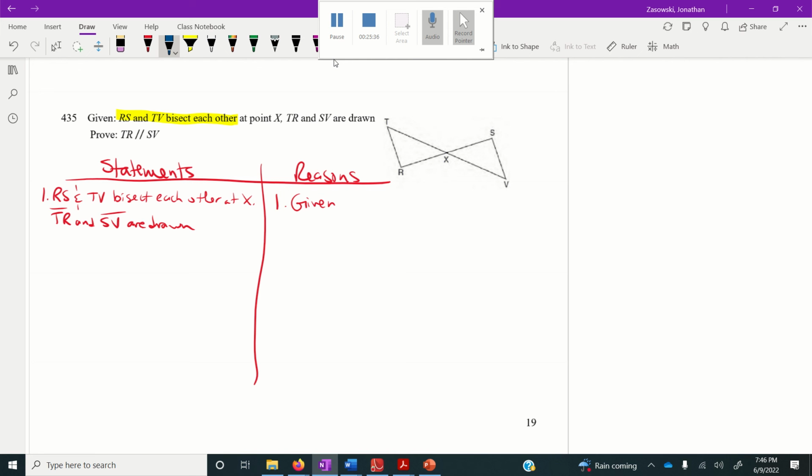Remember, cut in half means that TV is cut in half. So TX is going to equal XV. And then we have the same thing here with RX and XS. Now, keep in mind that if we get stuck, that's what we can say. So let's go ahead and say that. We can say that TX is congruent to XV, and in the same way RX is congruent to XS. Remember the reason being that the bisectors cut the segments into equal parts.